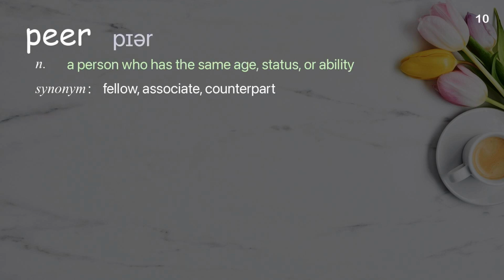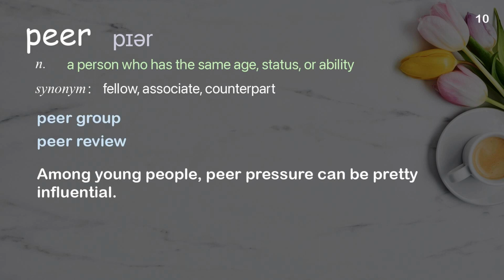Peer. A person who has the same age, status, or ability. Examples: Peer group. Peer review. Among young people, peer pressure can be pretty influential.